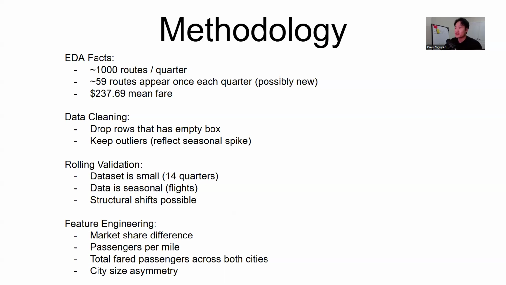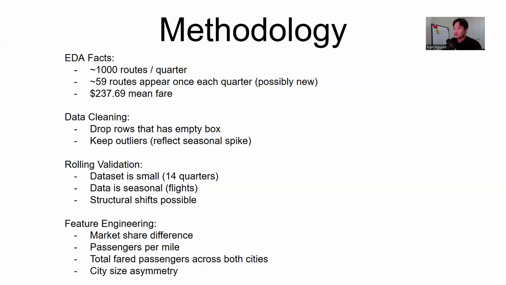Of course, just like any other team, we also performed our EDA, which covers around 1,000 routes per quarter. We can also see some facts, such as 59 routes appear only once for each quarter, possibly new airports, and the mean fare is around $237. We then performed data cleaning by dropping the rows that have empty boxes, and we kept outliers that reflect seasonal spikes.